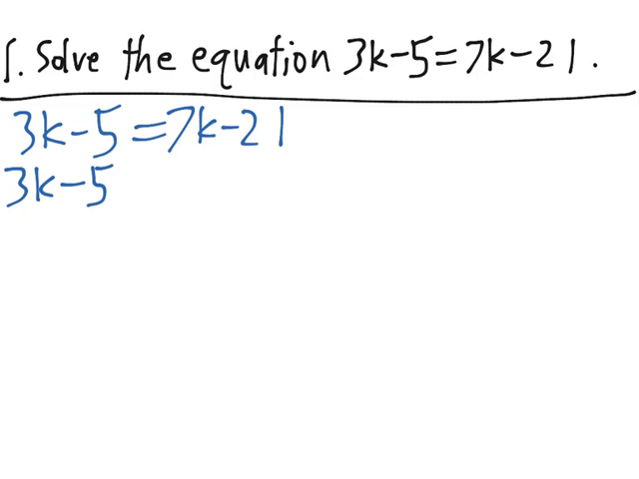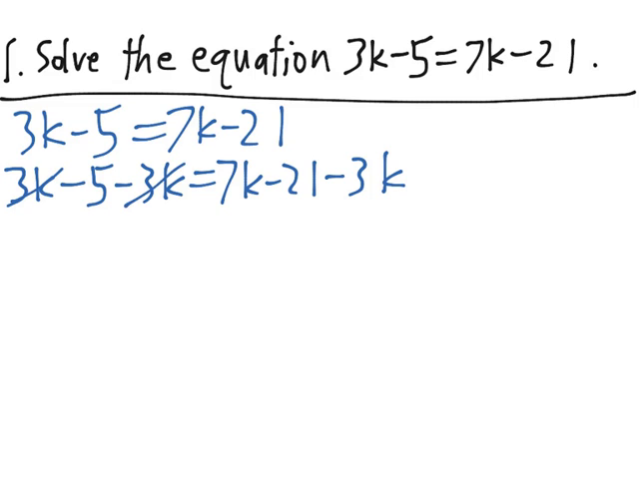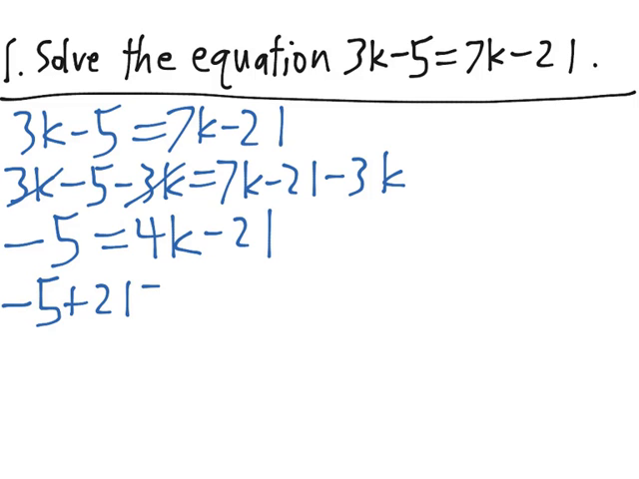3k minus 5 minus 3k equals 7k minus 21 minus 3k. The 3k and the minus 3k on the left side cancel. So we have minus 5 equals 7 minus 3 is 4, so 4k minus 21. Now let's add 21 to both sides of the equation. Minus 5 plus 21 equals 4k minus 21 plus 21.